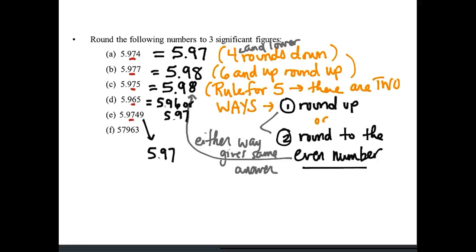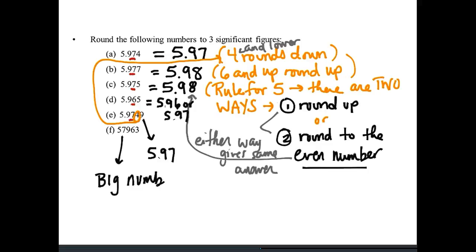A lot of people round the 4 up to 5 because of the 9, and then they round the 7 up to 8 because of the 5. But remember, you only look at the very next digit. It's just the 4 that matters, not the 9. So that's going to round to 5.97. 4 always rounds down.